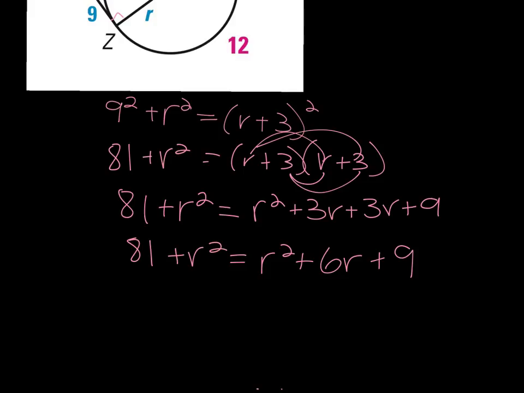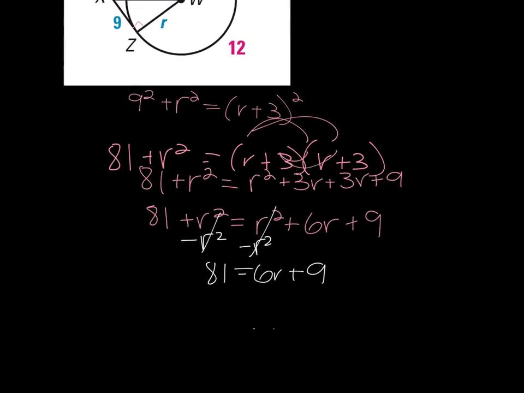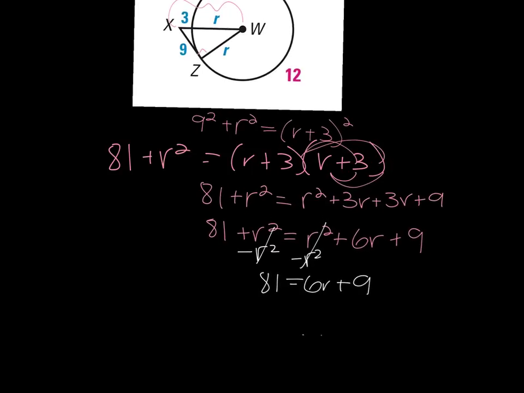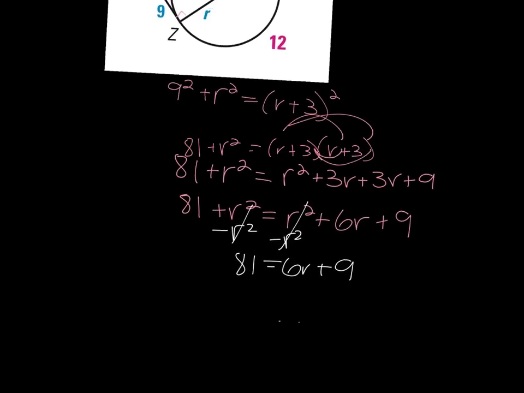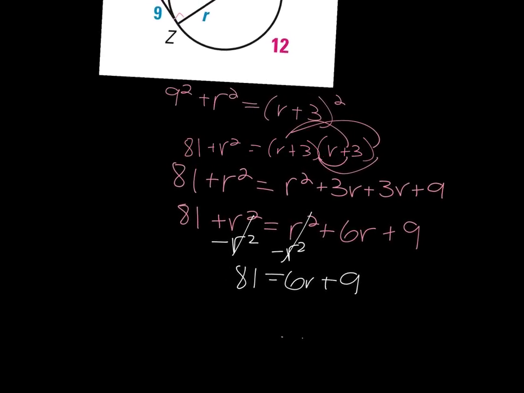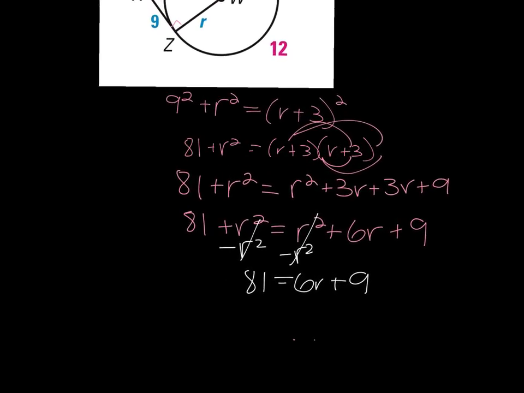Again, goal is to get all the terms to be on the same side. So if I subtract the r squareds here, I end up with 81 equals 6r plus 9. And I have eliminated the squared portion of this, so it's no longer quadratic. This is not a factoring question. This is just simply solving for r. So I subtract the 9. 72 equals 6r, divide by 6, and r equals 12.